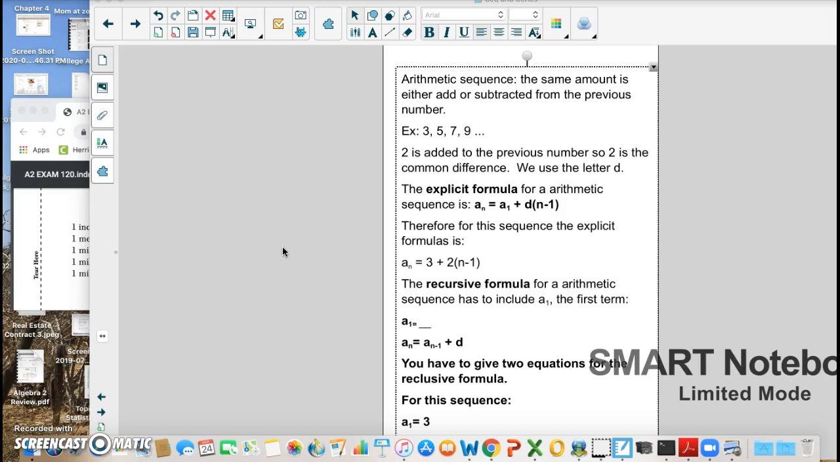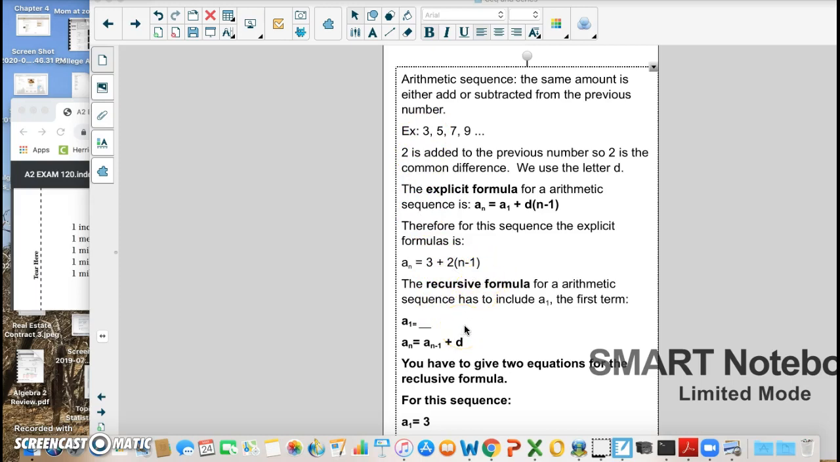The explicit formula for the arithmetic sequence is a sub n equals a sub 1 plus d times n minus 1. Therefore, for this sequence, the explicit formula is a sub n equals 3 plus 2 times n minus 1.